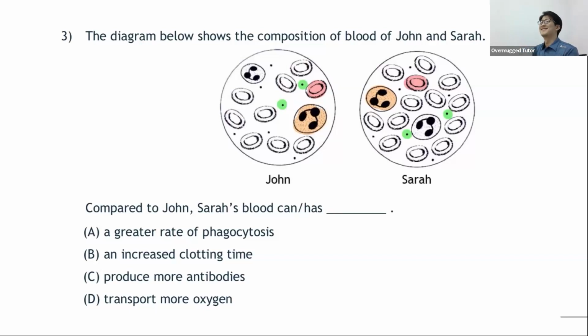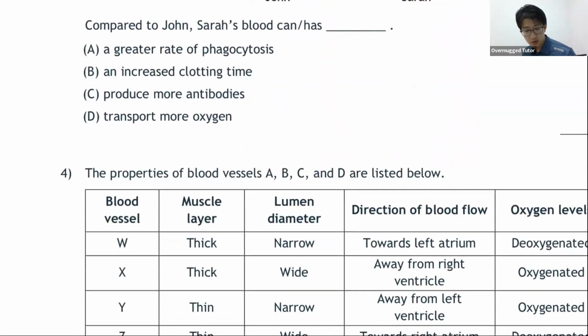Destiny, what do you think is the answer here? D. Yes, Sarah's blood can transport more oxygen because Sarah's blood has more red blood cells. Okay, has more red blood cells. Wonderful. Question 3. Very straightforward. Let's go.